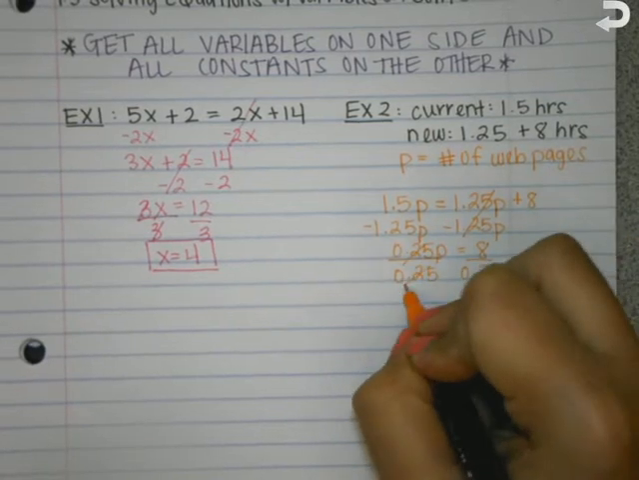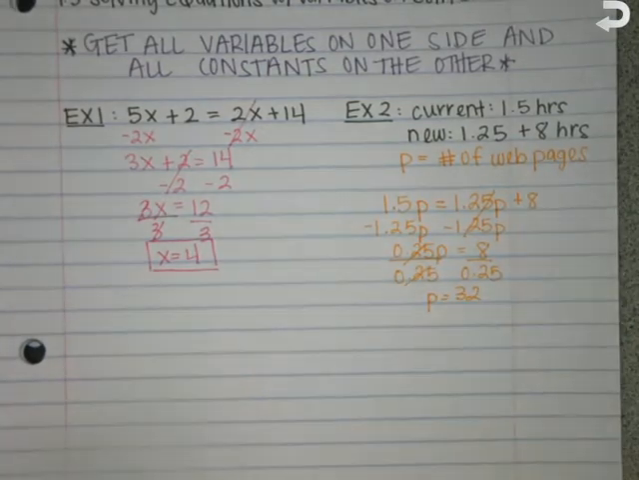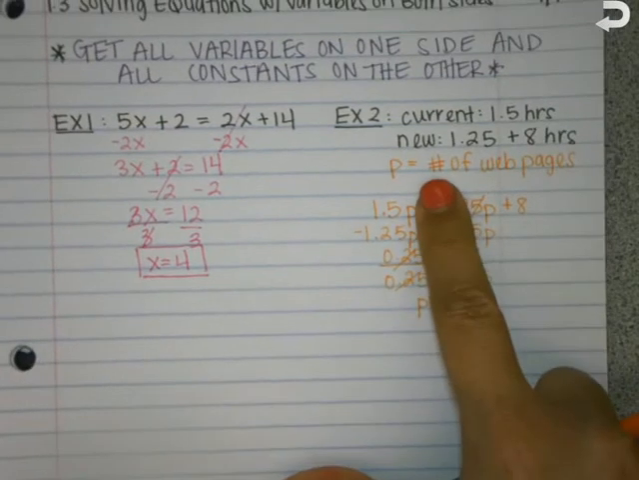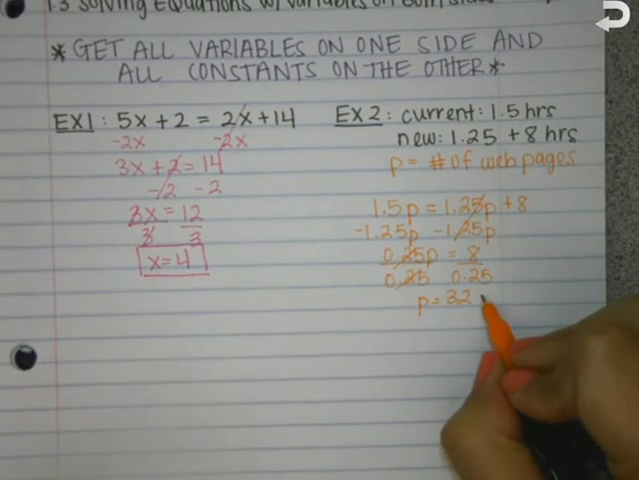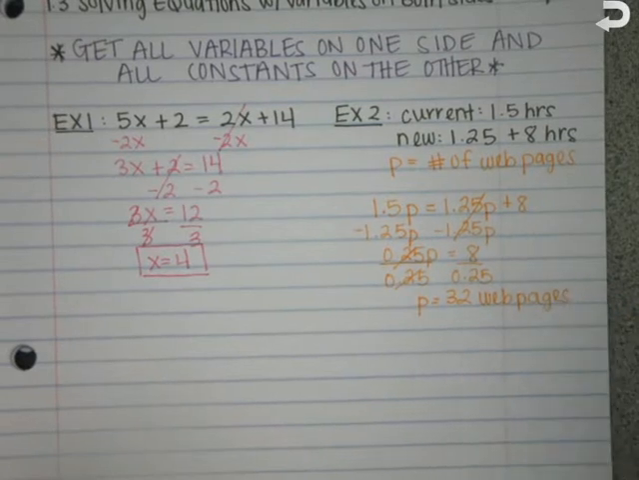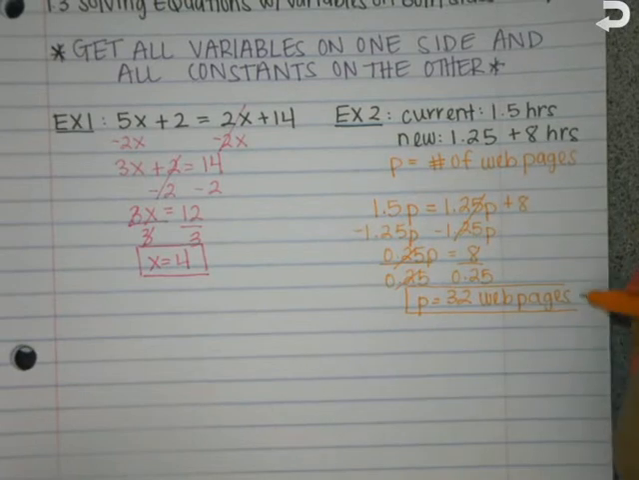So you get P equals 32 what? 32 hours. No. Pages per hour. P is what? The number of web pages. So P is 32 web pages. Wait, isn't it 33? His 33rd page would be faster? So then his 33rd page is when it starts getting faster.